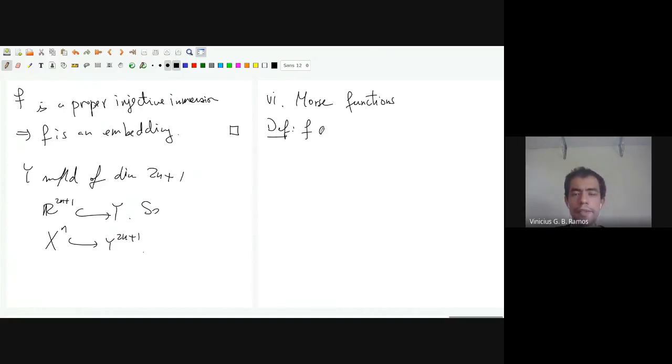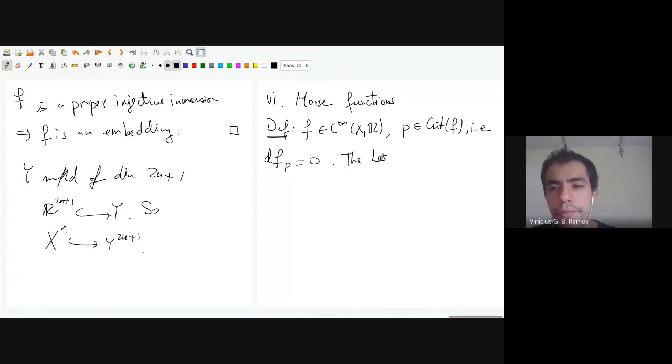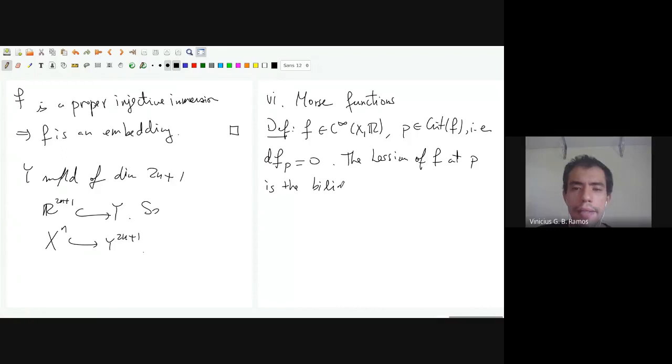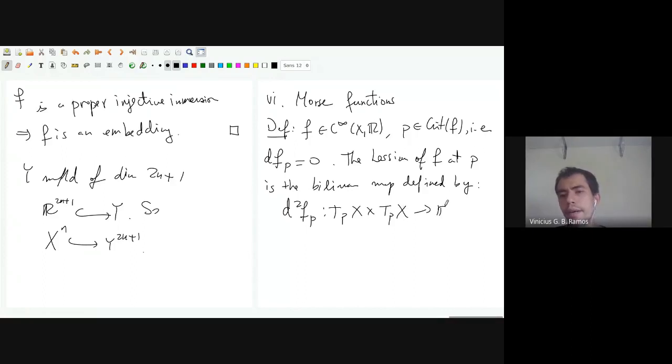If we have a smooth function from X to R, and you have a critical point, a critical point of a function from X to R just means a point where the derivative is zero, because that's what you need for the derivative not to be surjective. That's exactly the same thing. We can define the Hessian of f at p as the bilinear map d²f from T_pX times T_pX to R.